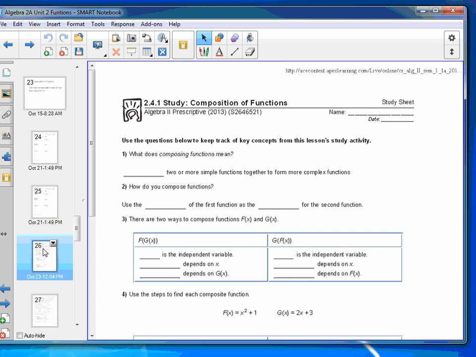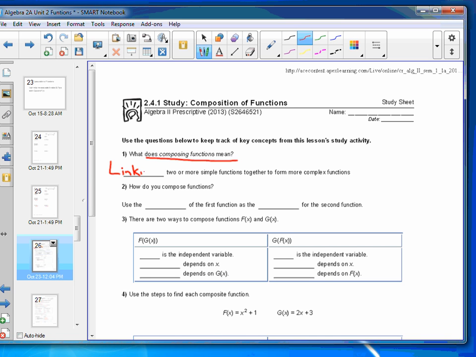So the first thing you're going to want to do is pick up a study guide or print out a study guide. Again, if not, you can take your own notes. But what does composing functions mean? Well, composing functions is linking. It's linking them together. When you think of g of f of x, you're putting the two together.